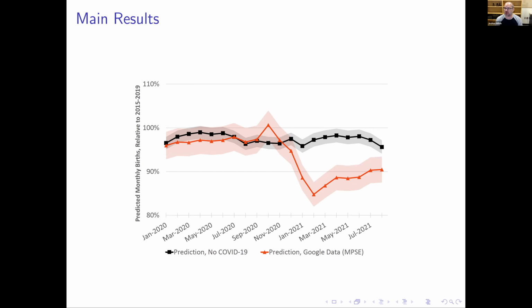And here's what our prediction was. This is a figure we have in the paper. So we showed that births were going to fall in the United States. We predicted about a 10% decline in births, with the lowest number of births being in March 2021.